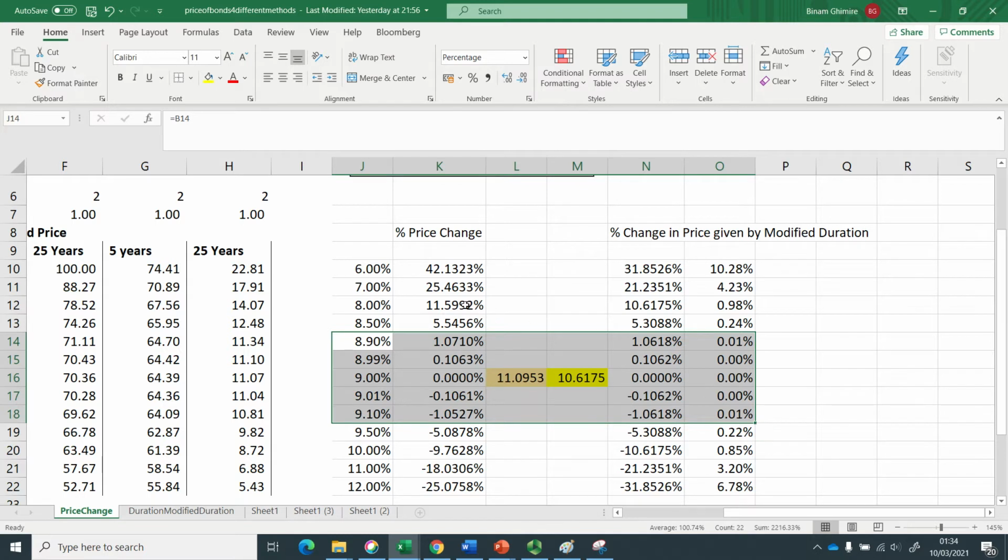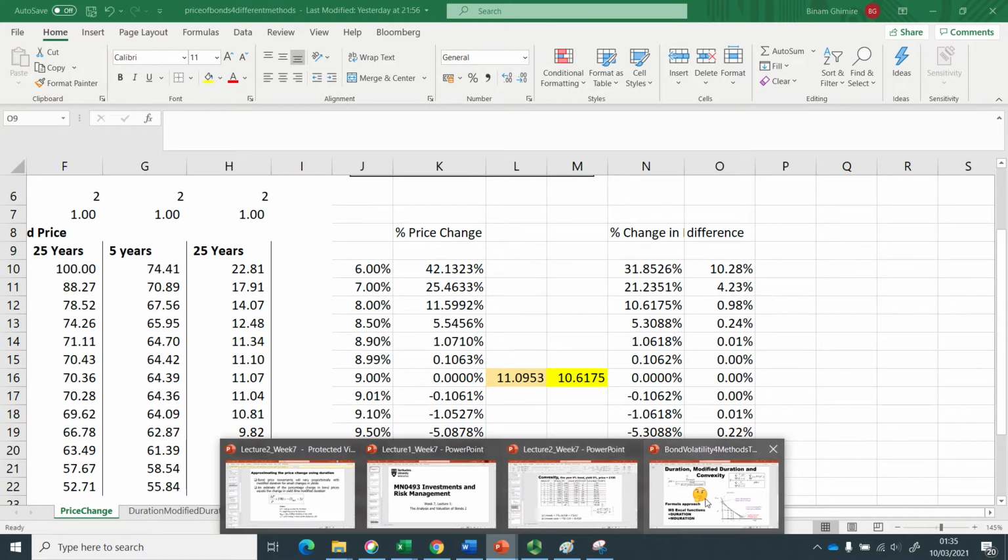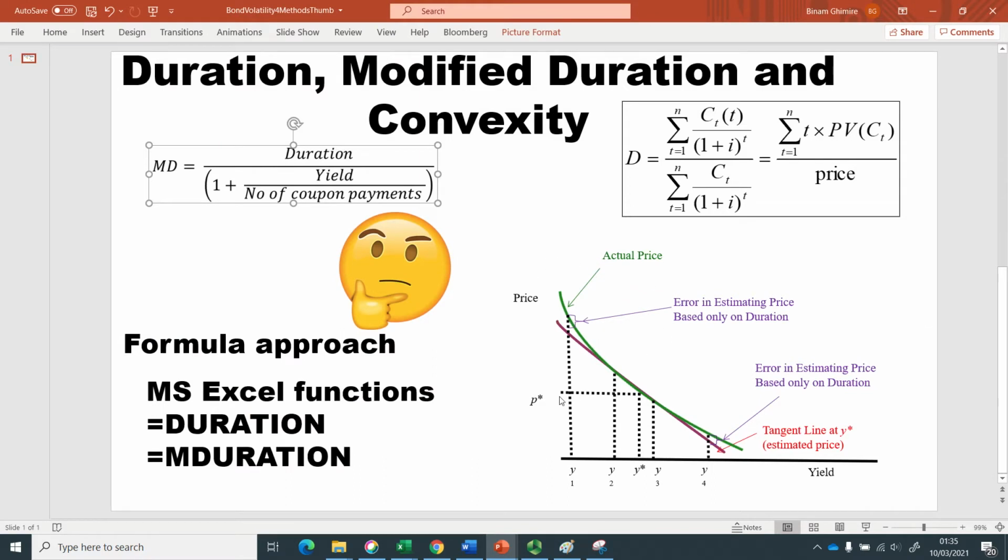But it doesn't work when the yield change is larger. So let's say when the yield change is 200 basis points, from 9% to 7%, which is a 2% point change, representing 200 basis points. In that case, the difference here, this column is difference, isn't it? So the difference here is much larger. So the modified duration has not been helpful. And this is the point I'm making in this diagram as well.